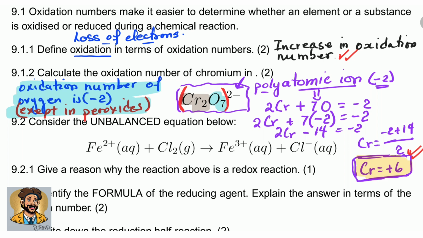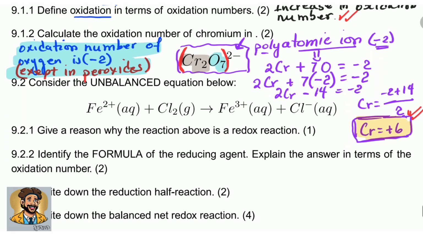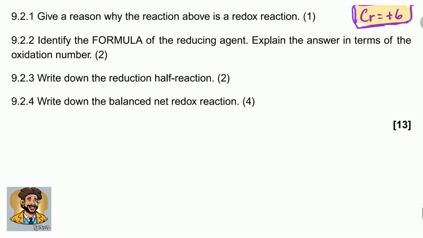Let's continue. Question 6.2 says, consider the unbalanced equation below. And they give you that equation: Fe2+ plus Cl2 gas gives Fe3+ plus Cl-. Give a reason why the reaction above is a redox reaction. And let's speak a little bit about redox right here at the bottom.